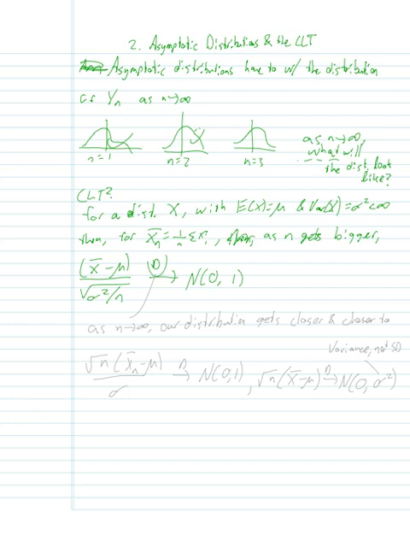When I say converges in distribution, what I mean intuitively is that the distribution will look more and more like this. So as n goes to infinity, our distribution gets closer and closer to.